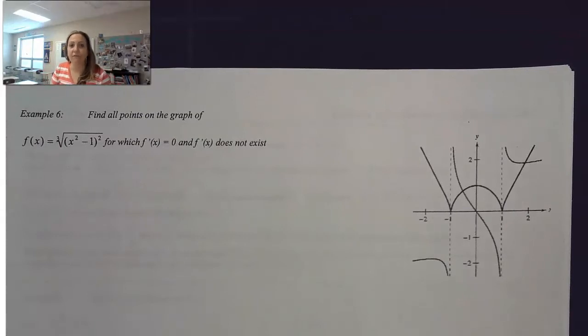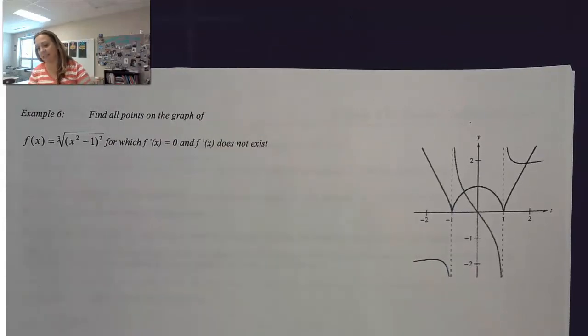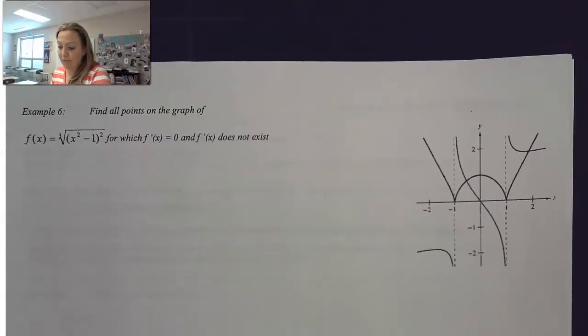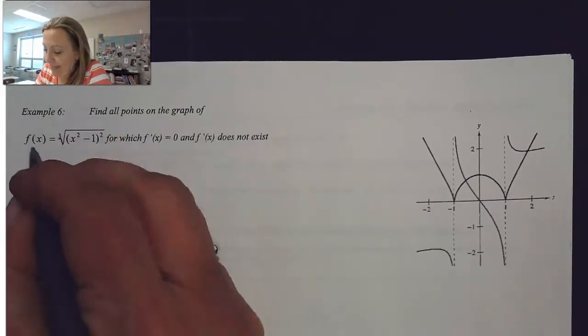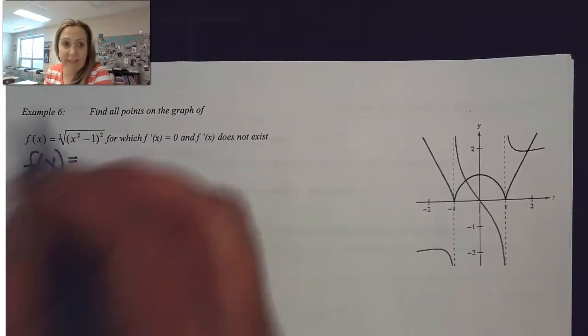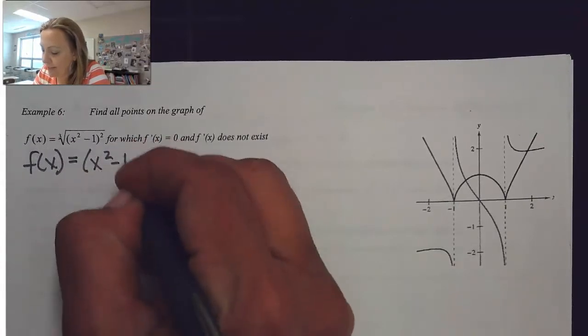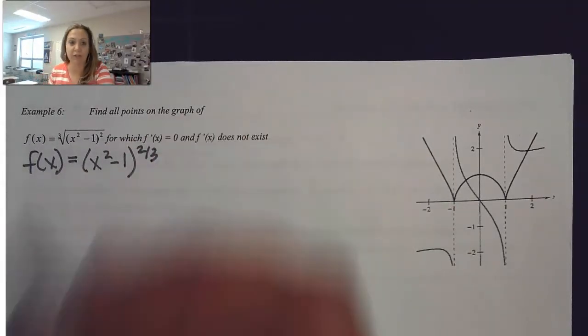Example 6. Find all points on the graph of f of x equals the cube root of the quantity x squared minus 1 squared, for which f prime of x is 0, and the points where f prime of x does not exist. Well, since we're dealing with f prime of x, we're going to have to find the derivative. So maybe we could make this into something that doesn't look quite so obnoxious. Remember, we can rewrite this using rational exponents. That's going to give us x squared minus 1 to the 2/3.